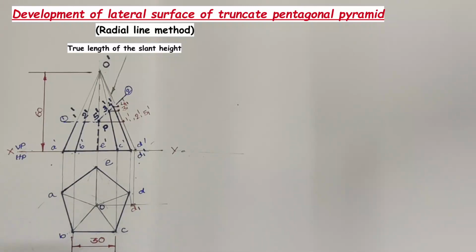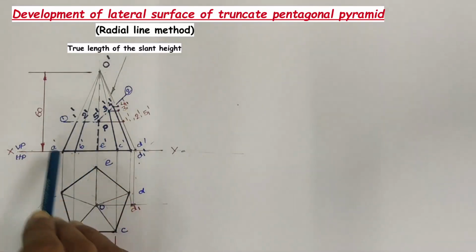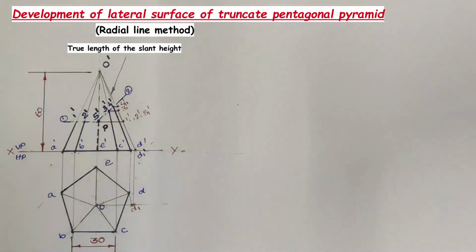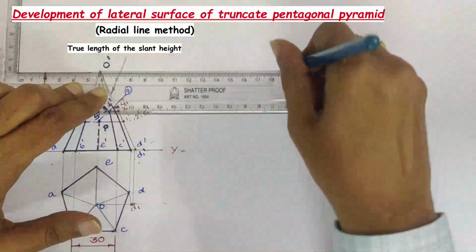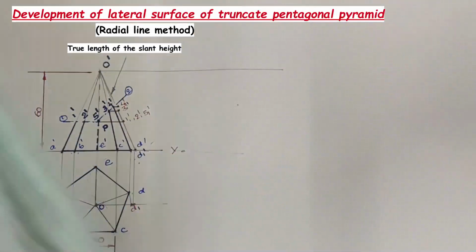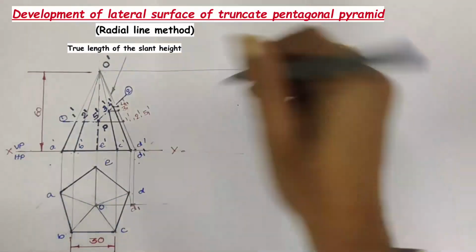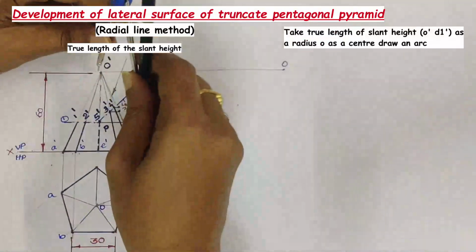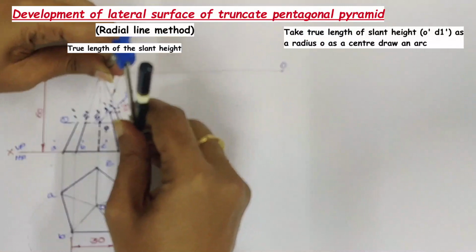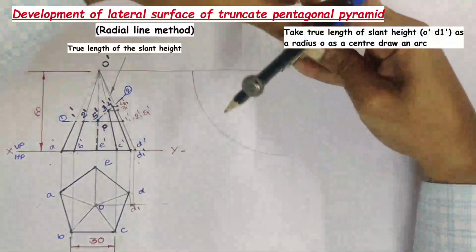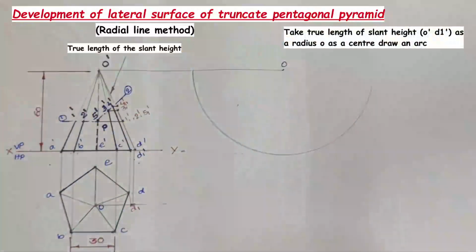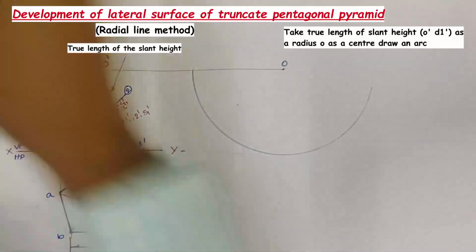Next step is drawing the development of the part P portion of the lateral surface of a pentagonal pyramid. For that, we are going to use the radial line method. Then draw a line parallel to the XY line passing through O'. After that, locate a point O with the true length of the slant height, say O' D1', as a radius, O as a center. Draw an arc. Then name this point as A.